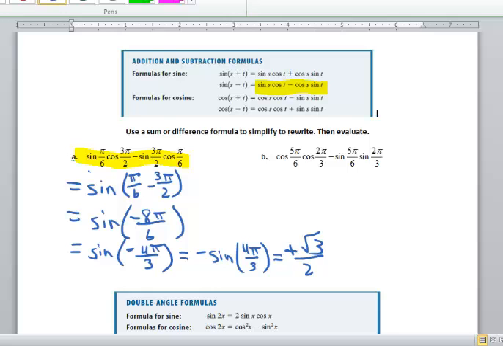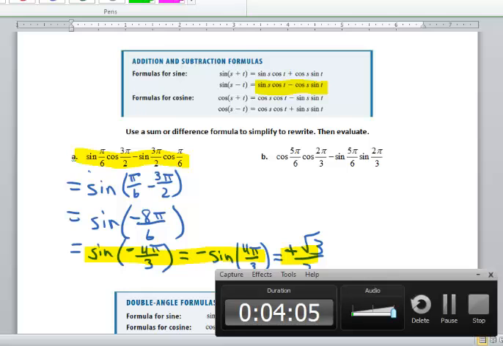All right, so the instructions said simplify to rewrite it, so I simplified it down to this and this. So I rewrote it as, you can look at it either way, the sine of negative 4 pi over 3 or the negative sine of 4 pi over 3. And then evaluating it means give a value for it. And there's the value, radical 3 over 2. So there I used my sine of a difference formula from right to left.